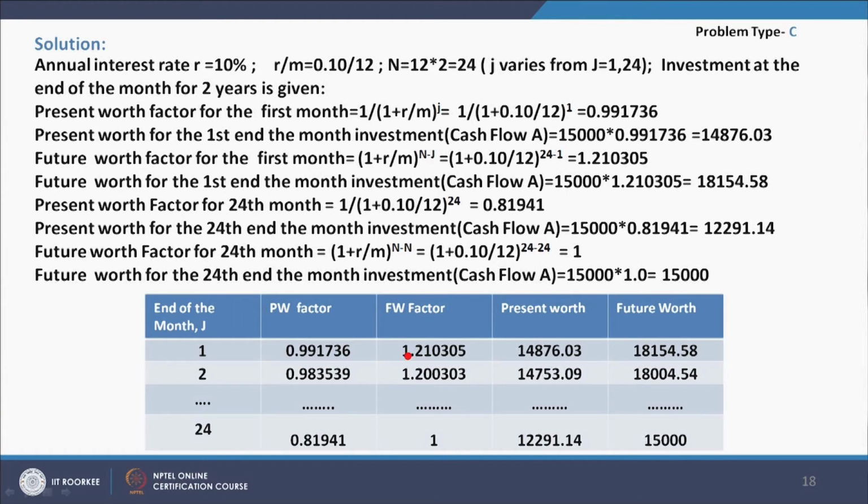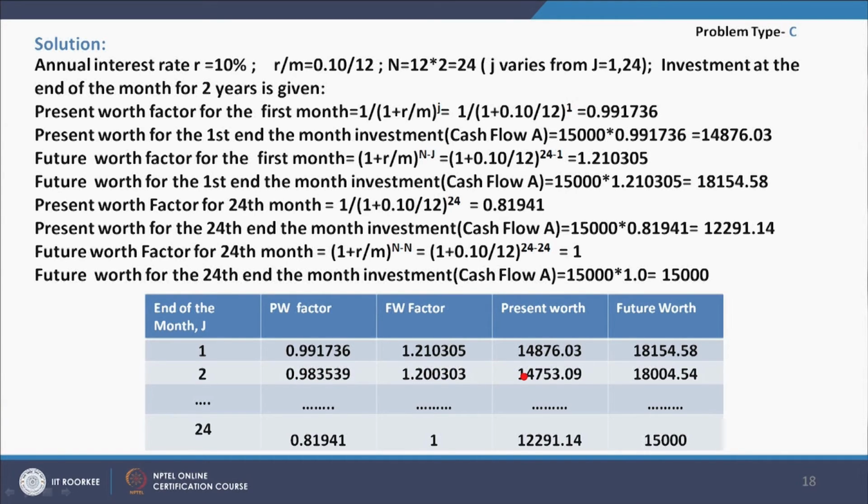So, here for the end of the month 1, the present worth factor is this, and future worth factor is this. Future worth factor is 1 plus R divided by M to the power N minus J. So, N is 24 and J is 1 for the first month. So, it comes out to be 1.210305. So, when I multiply this with the value, that is 15,000, then it converts into present worth 14,876.03, and 15,000 into this comes out to be 18,154.58.